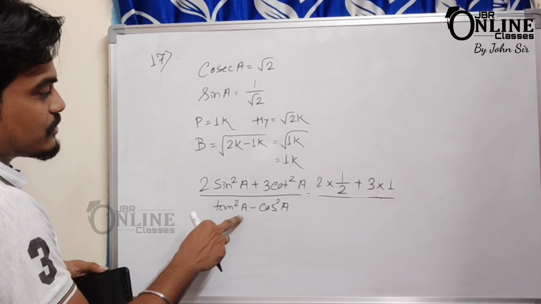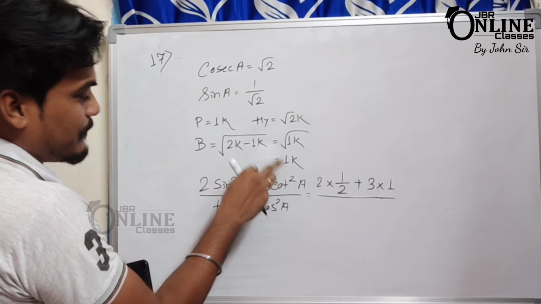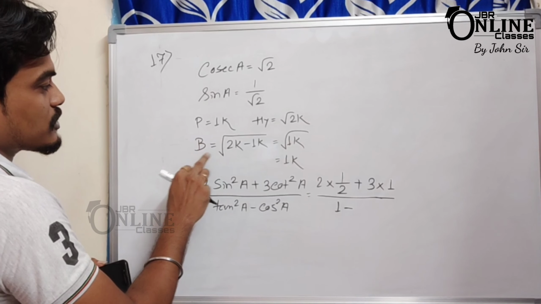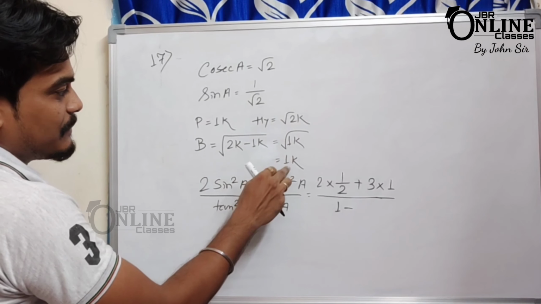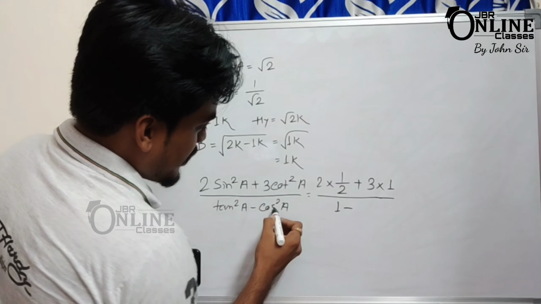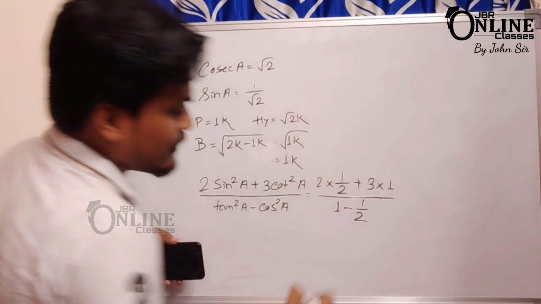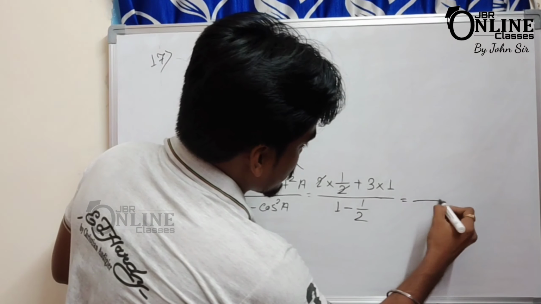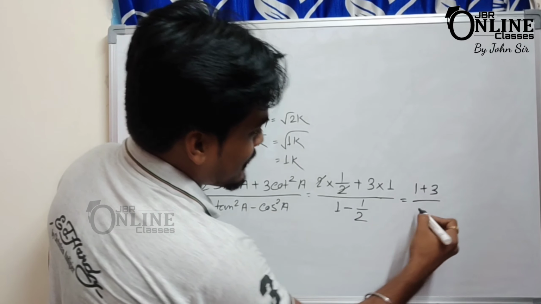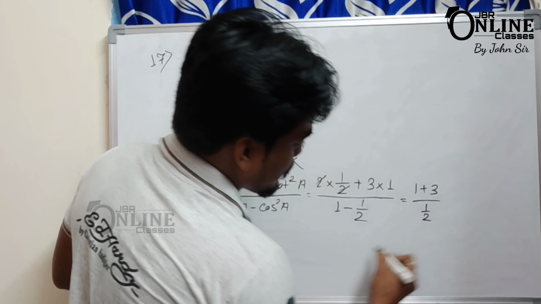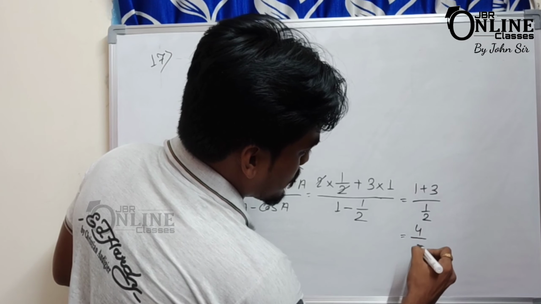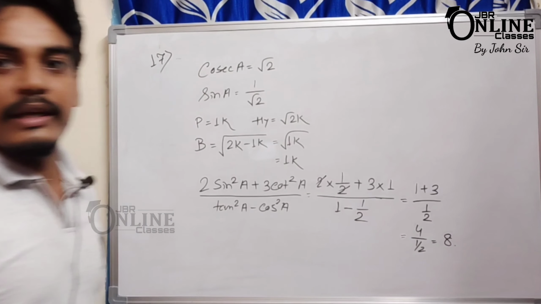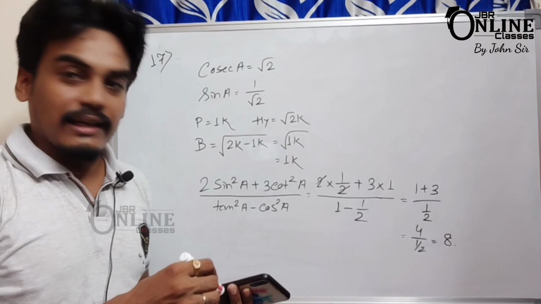Now next one, tan square A. Tan means perpendicular by base. So again it's 1. The last one, cos square A. Cos means base by hypotenuse. That means 1 by root 2. So 1 by root 2 whole square, that means 1 by 2. So now here 2 cancels out. So that becomes 1 plus 3, and here 1 minus half, that becomes half. So that equals 4 by half. So finally it will be 4 into 2, that equals 8. So here 8 is the final answer.